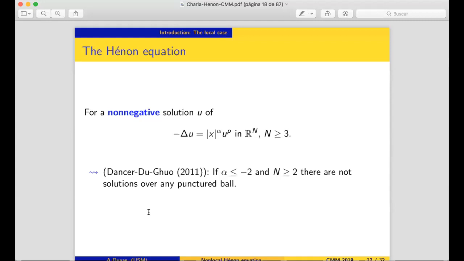A very easy remark, let's say, from a paper by Dancer, Du, and Wu says that this is also related to the Hardy inequality, which is related to the power two here: the alpha exponent cannot be that negative. In a punctured ball, you don't have a solution for that. So the natural assumption is that alpha is bigger than minus two. That's the first thing to notice.